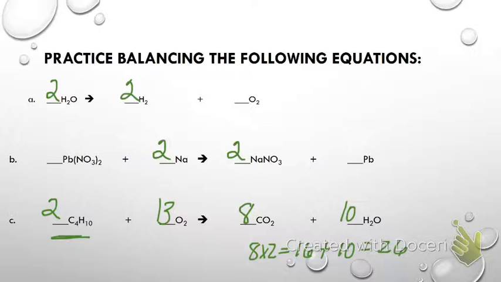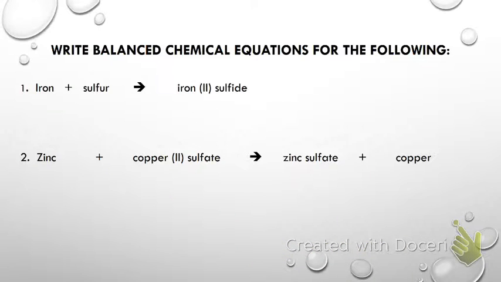Okay, all right, now let's write some. Iron plus sulfur is going to yield iron 2 sulfide. How do I write iron when it's all by itself? Just Fe. It's an element. It doesn't have a charge. When it's a free element, there are no charges. They only have charges when they're ions, and iron by itself is an element.